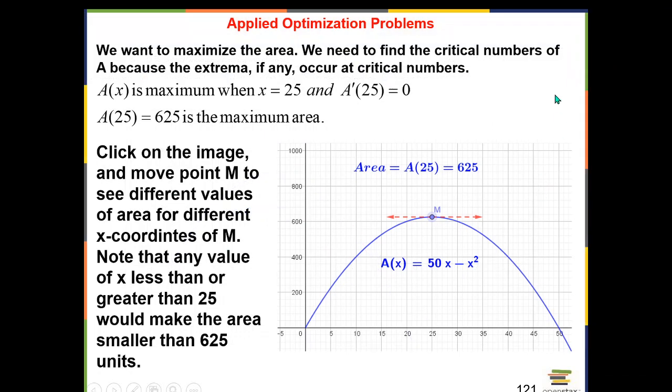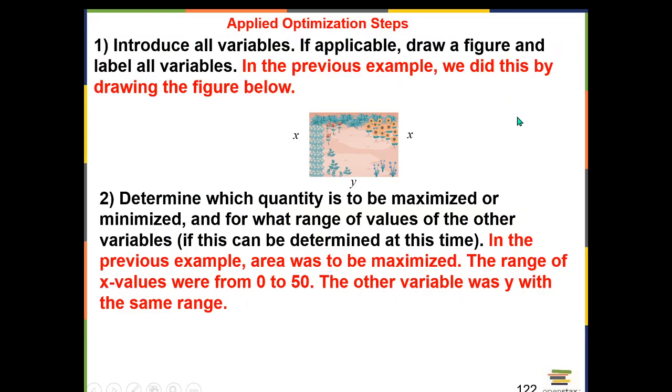All right, so let's continue. So let's go over the steps again quickly, what we did here. To solve an optimization problem, the first thing you do is introduce all variables. And we did that in the previous problems, right? We did variables x and y and drew a figure. Determine which quantity is to be maximized or minimized and for what range of values of the other variables. And we did that, of course. Area was the one that had to be maximized. The range of x values we figured out were 0 to 50. The other variable was y with the same range, right?